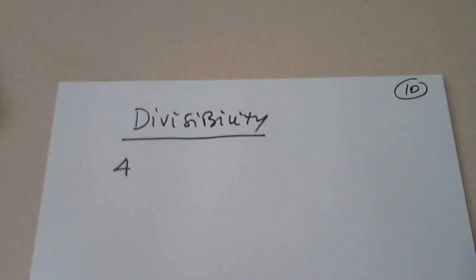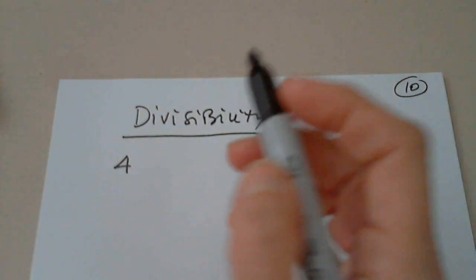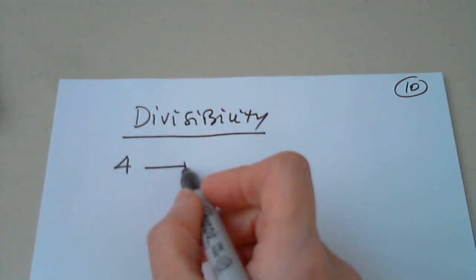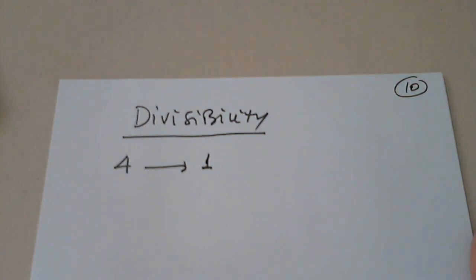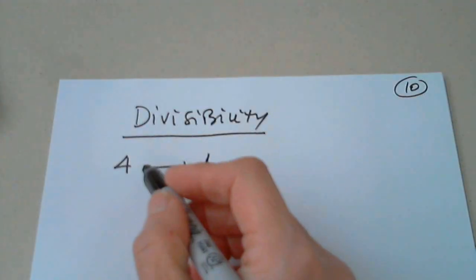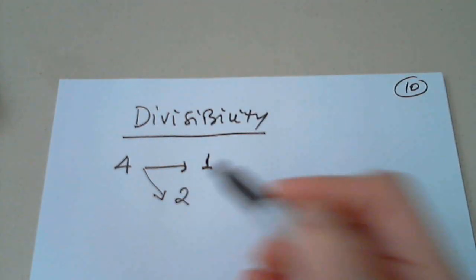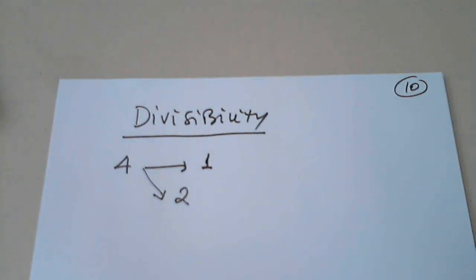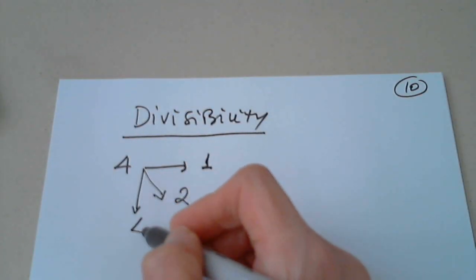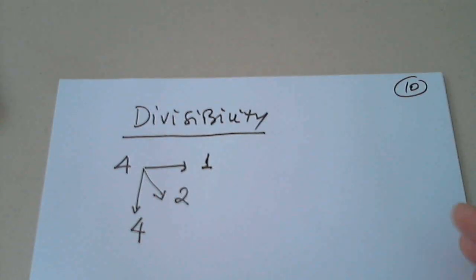Yes, positive, negative, but we're going to focus on the positive. So 4 is divisible by 1. Everything is divisible by 1. 4 also is divisible by 2, because 4 divided by 2 is an integer. And 4 is also divisible by 4, because 4 divided by 4 is an integer.